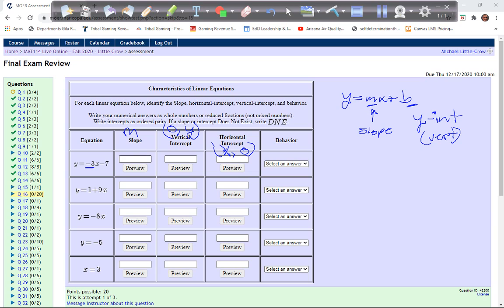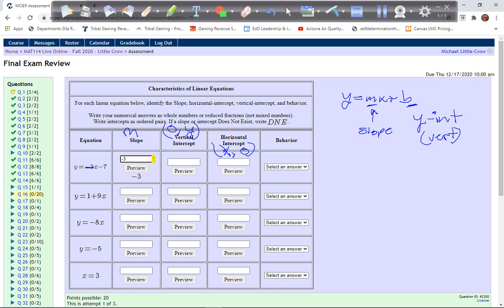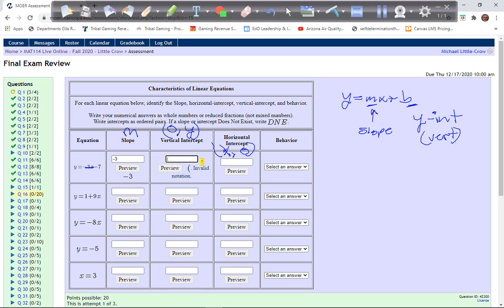So take a look at these as we go through. So -3. The vertical intercept, plug in 0 for x, that goes away, so -7 is going to be our vertical intercept. And let's read a little bit more closely. Write your numerical answers as whole numbers or reduced fractions. Okay. Write intercepts as ordered pairs. So we don't want to just write -7. We want to write 0, comma, -7, and we want to have our parentheses in there. Otherwise, it's not an ordered pair.